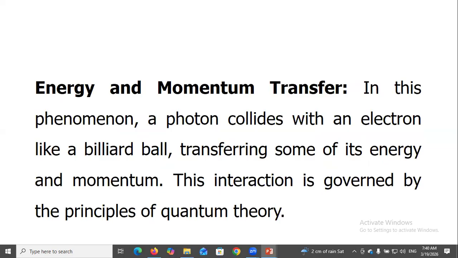In this phenomenon, a photon collides with an electron like a billiard ball, transferring some of its energy and momentum. This interaction is governed by the principles of quantum theory.